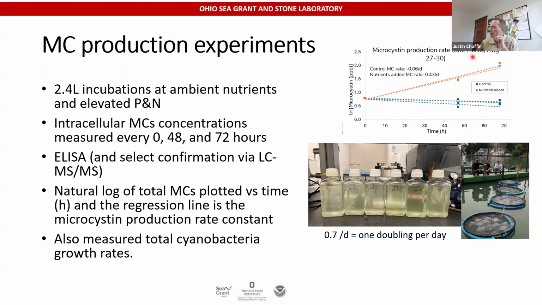For example, you see in this graph, in the Maumee Bay site in late August, the production rate was 0.4 per day. And when you do the math for this type of slope, a production rate of 0.7 is equivalent to 1 doubling per day. And when we do this, we also track the cyanobacteria biomass and the other types of algae, so we can see how fast the algae are growing, but also how fast microcystins are being produced.